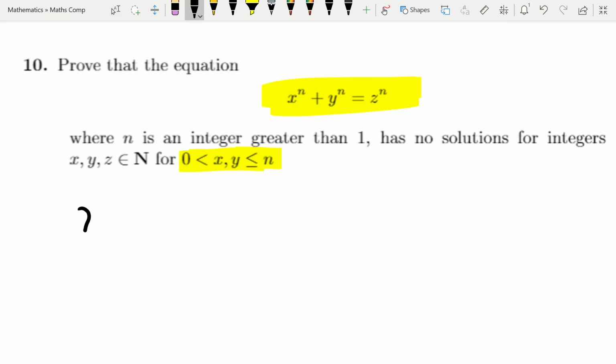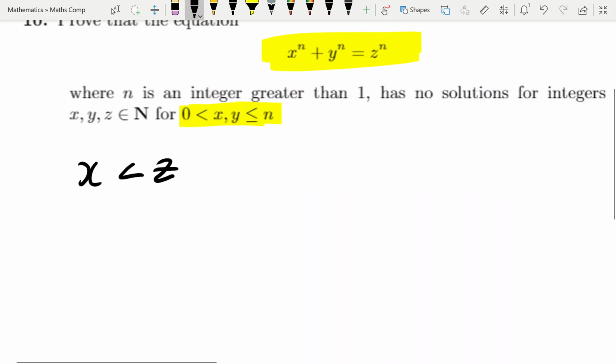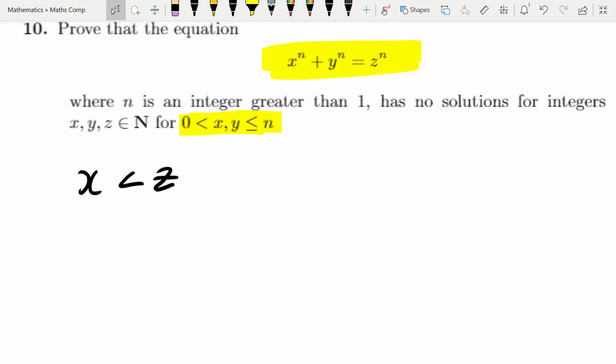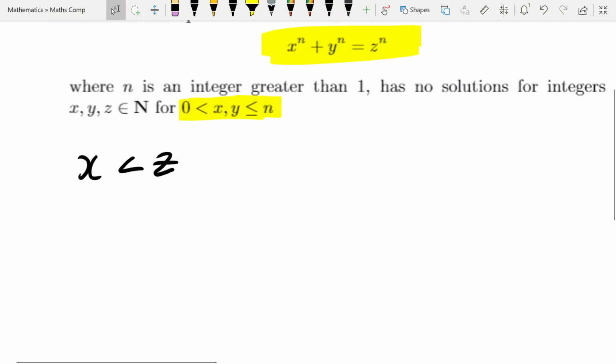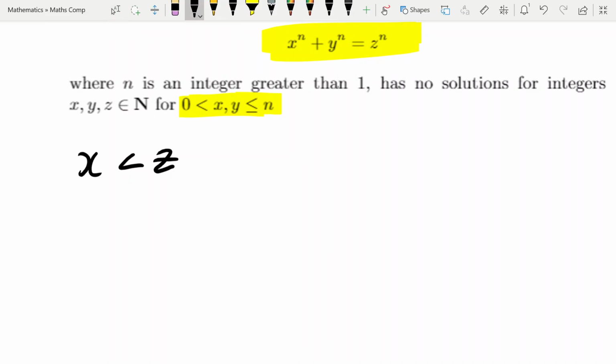So x is going to be less than z. I hope you see why, because x plus y is supposedly equal to z, so x will be definitely less than z. This is a strict inequality, so this means equality cannot occur. So x is less than z is strict, and the same occurs for y. Like so. y is less than z.